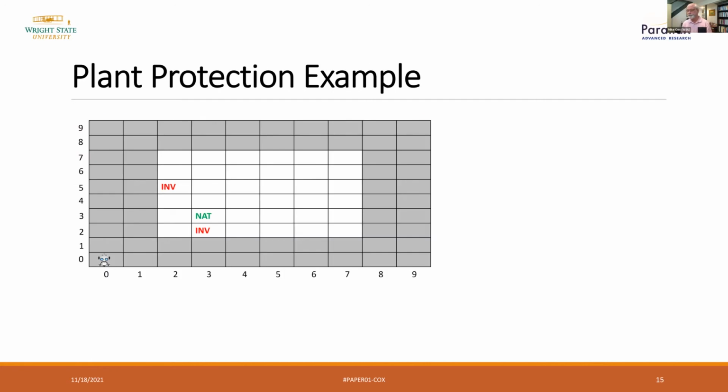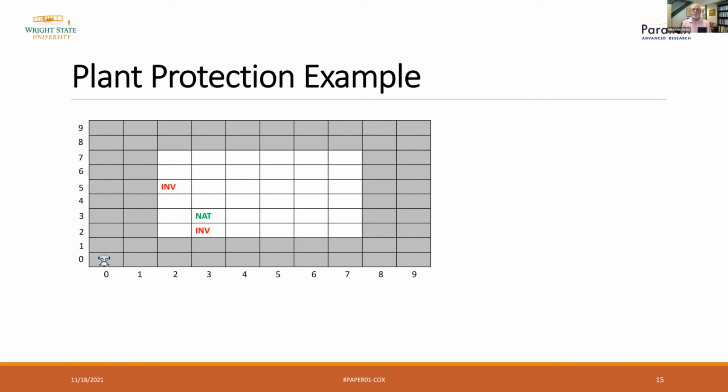Here's an example that is very simple. In the middle, we have the white part is the garden, and then there's a walkway around it. The agent's at 0, 0, the little robot down there. And there's two invasive plants in the garden. One's at 3, 2, the other one's at 2, 5, and we have a native plant at 3, 3. So the plan could be to go to 3, 2, spray the herbicide, go to 2, 5, spray the herbicide, and complete. That will kill the plants in those two invasive plants.